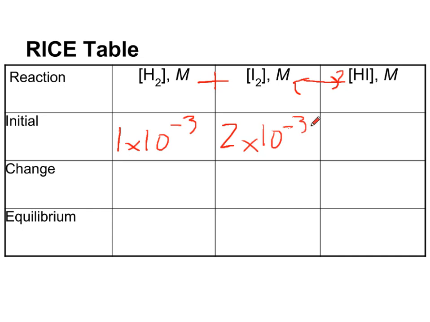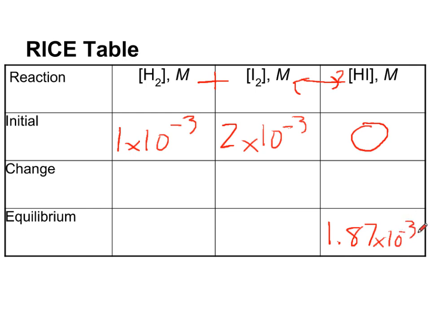Now, the initial concentration of HI, the product, is going to be 0, because initially there was no product. We combined this much of each reactant, and we eventually made the product, but there wasn't any at the beginning. Now, they told us that at equilibrium, there was 1.87 times 10 to the negative third molar hydrogen iodide. That's our product.